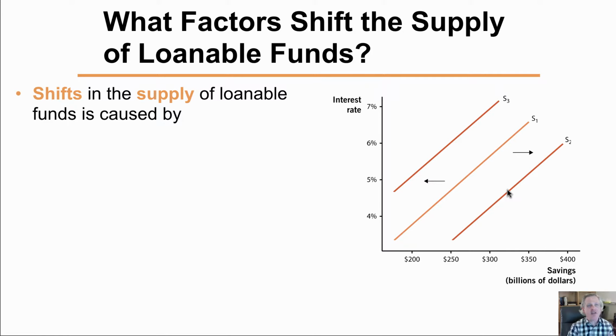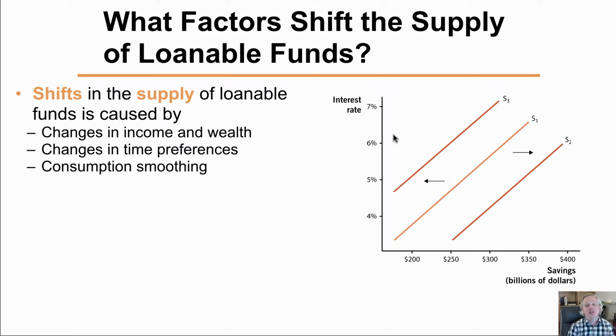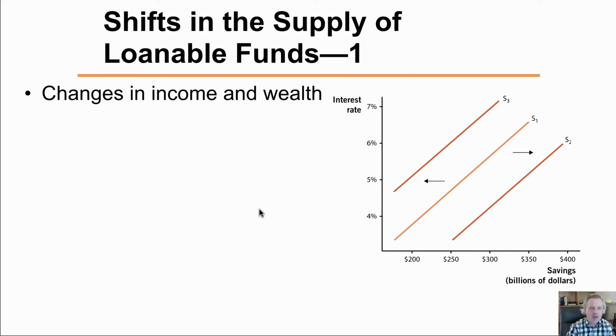And those can be caused by changes in income, changes in wealth. It can be caused by changes in time preferences. People get more impatient or more patient. It can cause shifts. Also, we're going to look at something called consumption smoothing. So what I'm going to do over the next couple slides is we're going to take these three things that shift the supply curve. And at the end, I'm going to give you a chart that maps each of these into whether it shifts it to the left or shifts it to the right. So first, let's talk about changes in income and wealth.